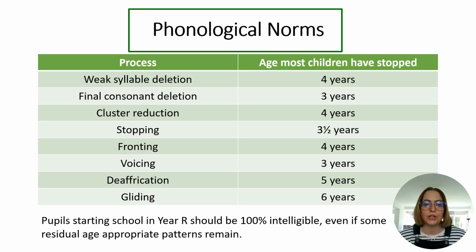So this table shows phonological norms at what age most children have typically stopped doing the processes. So pupils starting school in reception should be 100% intelligible, even if some residual age appropriate patterns remain, such as gliding, so the bottom one on the table, which we would expect until age 6. So gliding is the r or the l to a w or a y.